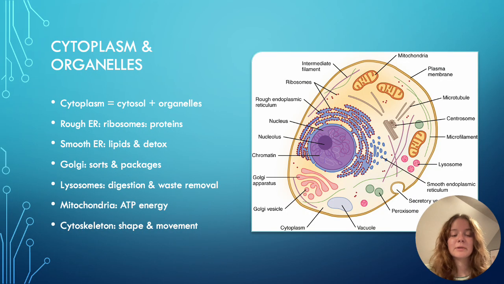Next is cytoplasm and organelles. The cytoplasm contains organelles with specialized jobs, like you have rough and smooth ER, and this just makes proteins or lipids. And then you have the Golgi for packaging, lysosomes for digestion, and the mitochondria for energy. And then you also have the cytoskeleton for structure and movement.